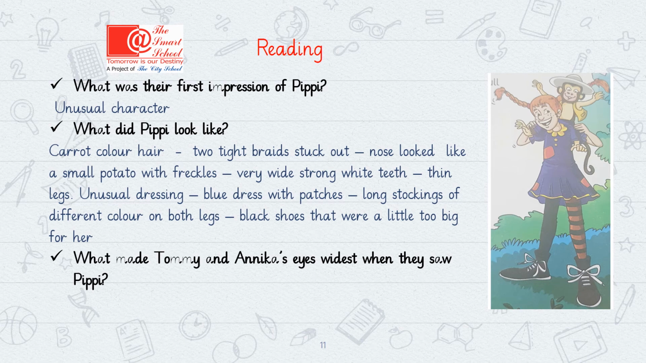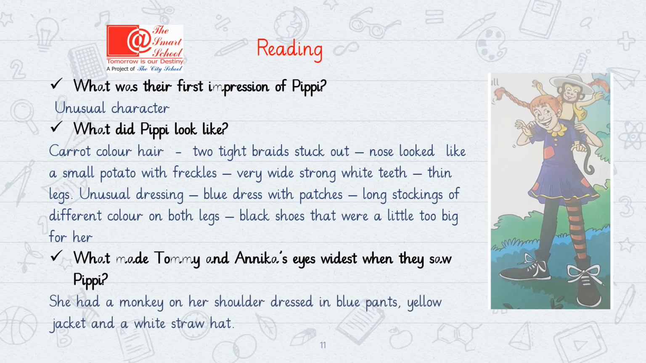What made Tommy and Annika's eyes widest when they saw Pippi? Come on guys, tell your teacher. And pause the video here while you tell her the answers. Yes, she had a monkey on her shoulder and even that monkey was dressed in blue pants and yellow jacket. And it was wearing a white straw hat. How amazing is that? Pippi was actually a very different character, don't you think so guys?